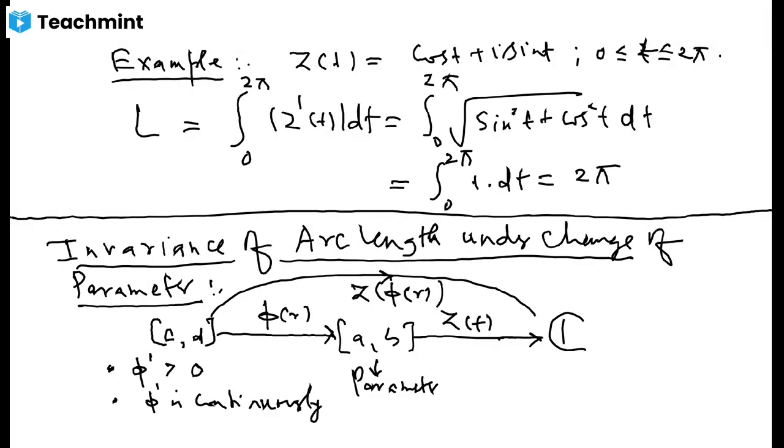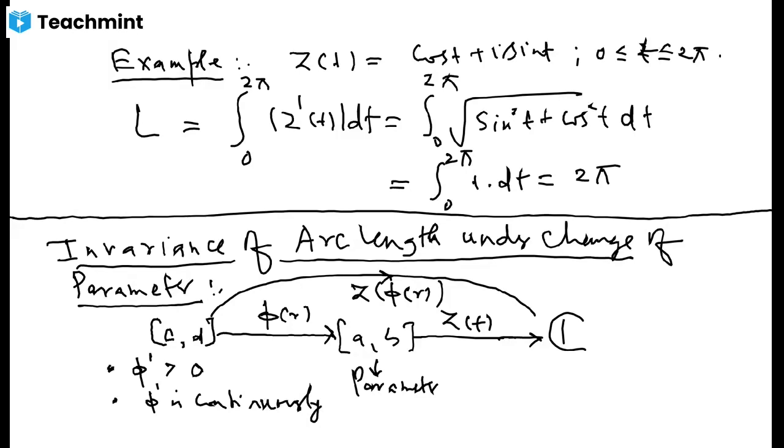But what doesn't change for us is that the range of this function is the same as the range of z of t. Now we want to establish that the length of both the arcs, when we consider parameter as t and when we consider parameter as r, remains unchanged. So let us look at how the length remains unchanged.